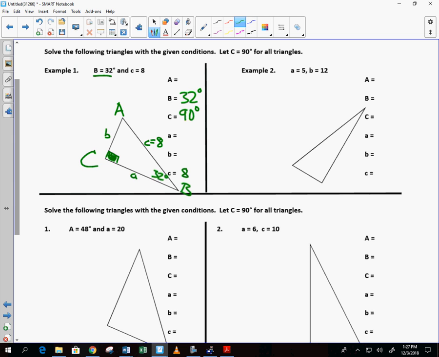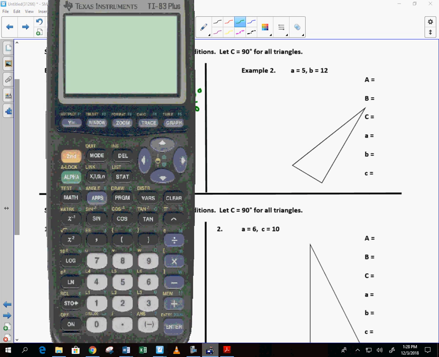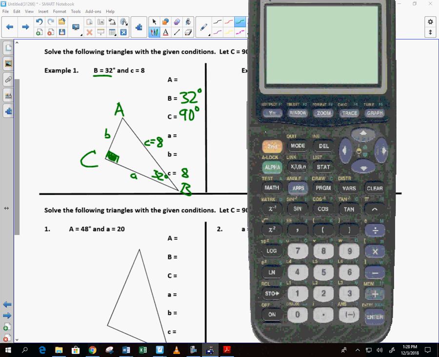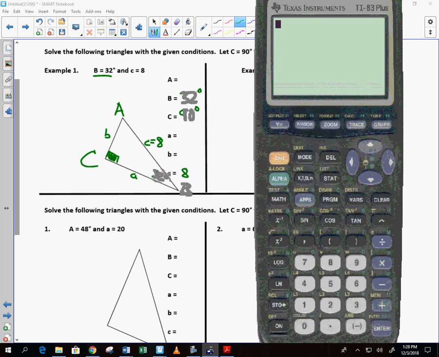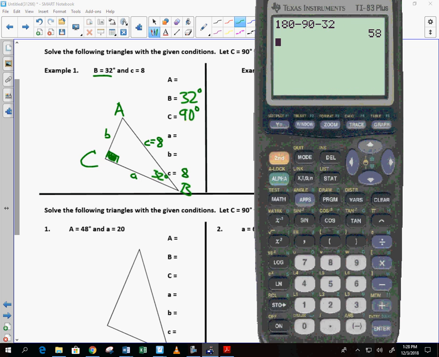Here's also what every single person can do. There's another one up here that's super easy to find. Does anybody know which one up here is super easy to find? Should happen just like that. Why is angle A easy to find? All angles of a triangle add to 180. So you take out your calculator. You turn it on. And you take 180. You subtract 90 from it, and you subtract 32 from it. And we get 58 degrees. Everybody should be able to come up with the 58. If you don't, you're not trying hard enough.